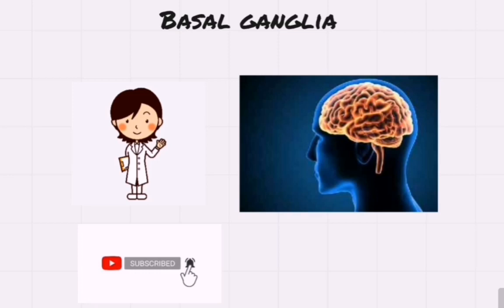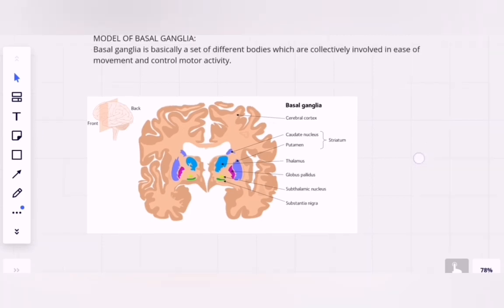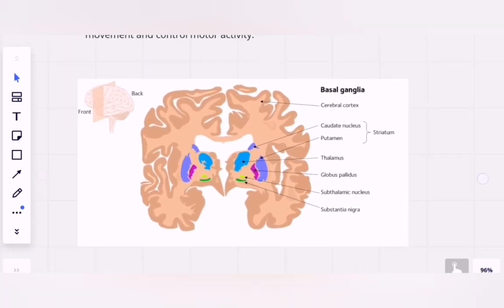So, what are basal ganglia? Basal ganglia refers to a group of subcortical nuclei within the brain responsible primarily for motor control. Basal ganglia is basically a set of different bodies which are collectively involved in the ease of movement and control of motor activity. Here in the picture you can see, let me zoom in.